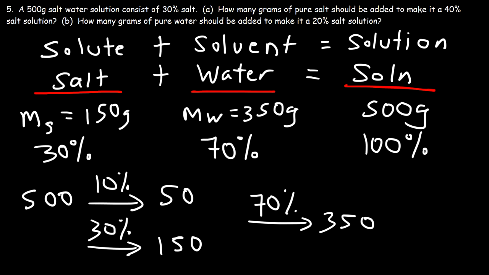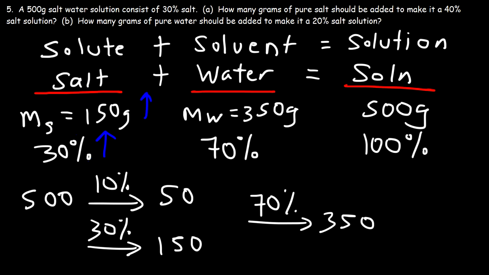Now let's focus on what we're trying to do. Our goal is to calculate the number of grams of salt that should be added to the solution to make it a 40% salt solution. So if we increase the mass of the salt, this should go up. So how many grams of salt should we add to make this number 40%?